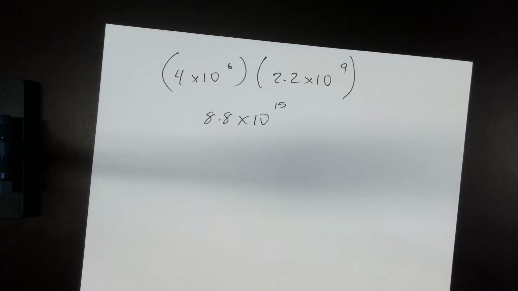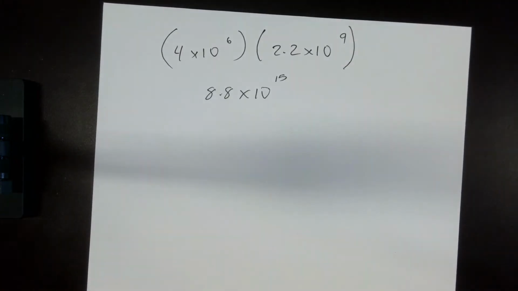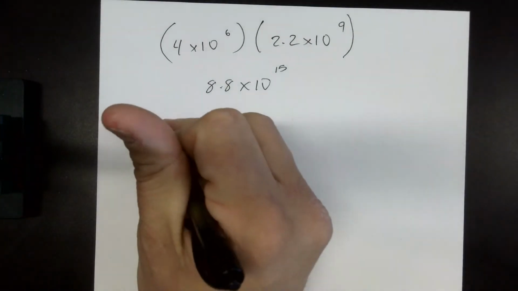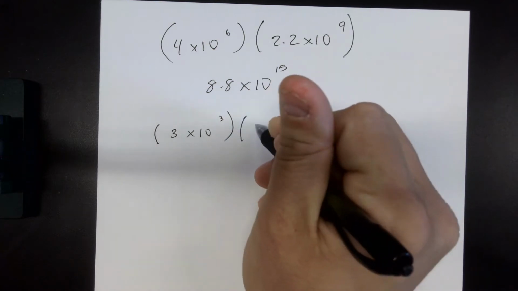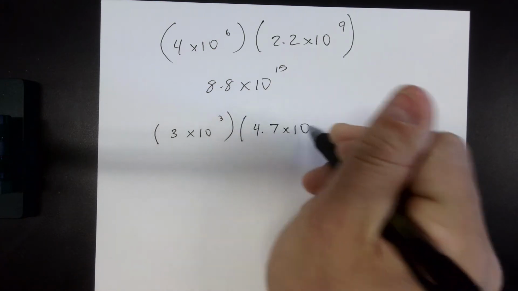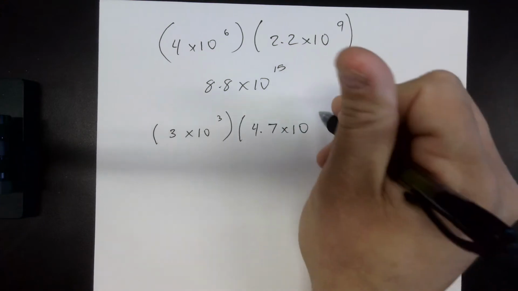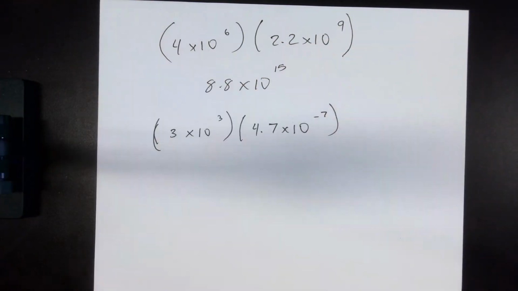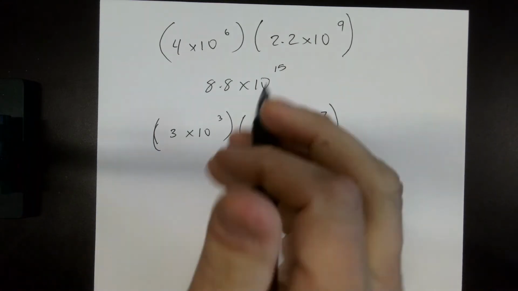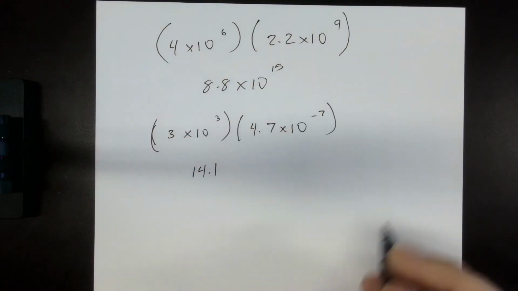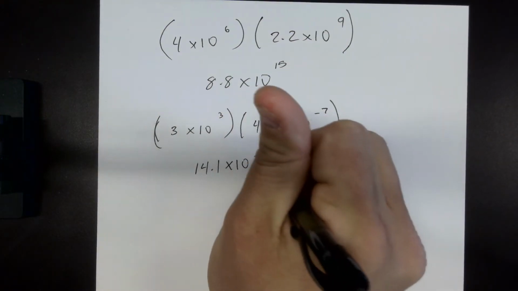Super easy. Okay. The harder thing happens when we get something like this. If we have 3 times 10 to the third times 4.7 times 10 to the negative 7th. Once again, the very first thing we're going to do is multiply the numbers together. I'm going to need a little bit of help here. Might be 14.1, 3 times 4.7. I think it's 14.1. And then we add the exponents together to get this.